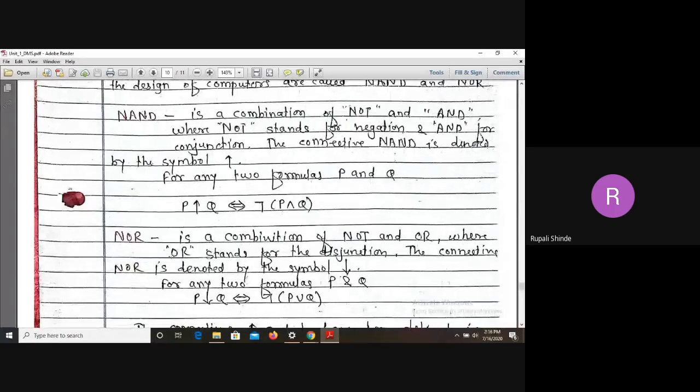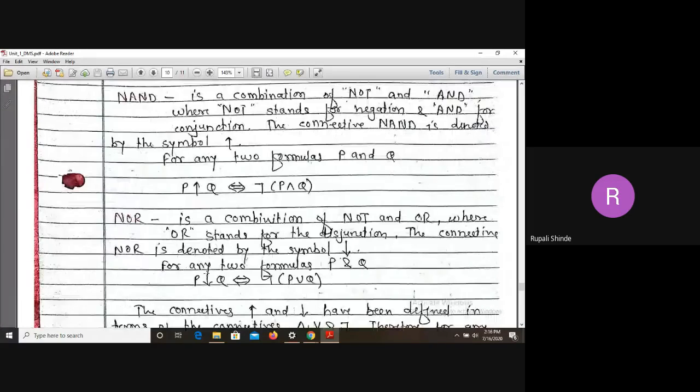Likewise, NOR is a combination of NOT and OR. That's why NOR. This NOR is represented by a downward arrow. If there are two different formulas, P and Q, the NOR is represented as P NOR Q, and this is equivalent to negation of P or Q. Okay. So this is the concept of NAND and NOR.